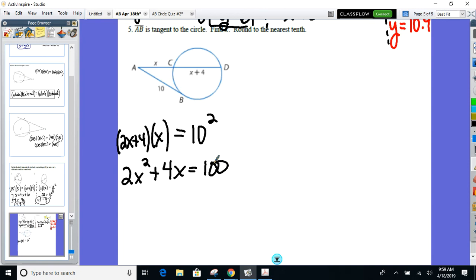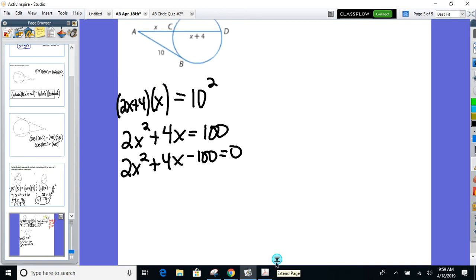yikes. This is why this is a brutal one. Your next move. Subtract 100 over. I got to get one side equal to 0 because you know what possibly could be coming up here. Your next move. We can take a 2 out. Yep, that's fine. You're still going to move that 50 over. So now we're left with x squared plus 2x minus 50.